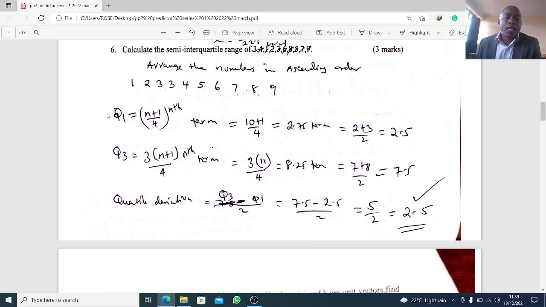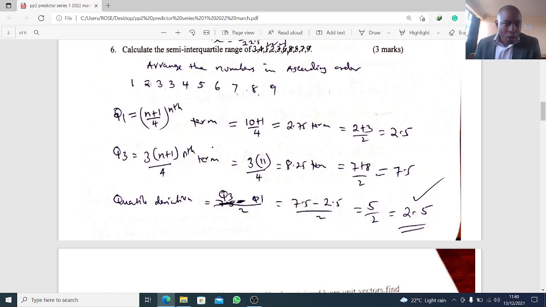So, to get our Q1, we need the nth term. To know the nth term for Q1, it is n plus 1 all over 4. To get that term, our n, there are how many terms? 1, 2, 3, 4, 5, 6, 7, 8, 9, 10. There are 10 terms, plus 1 is 11 over 4, so the nth term is 2.75.